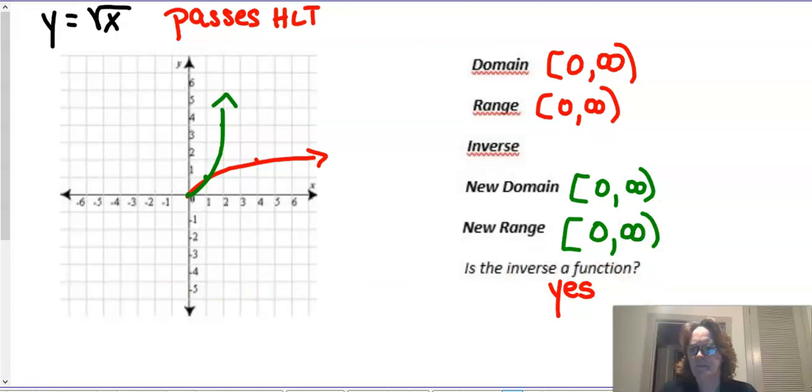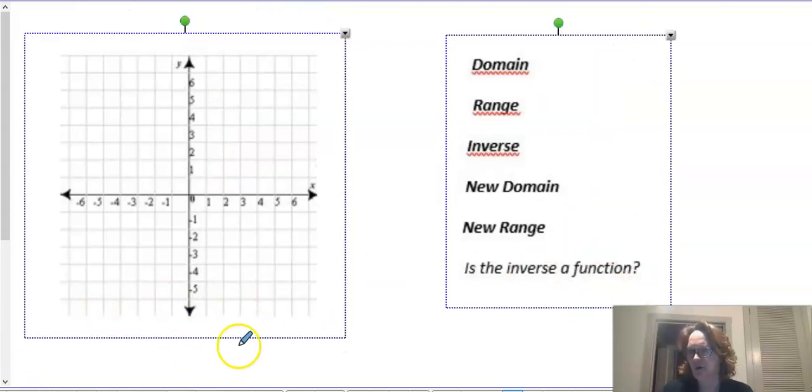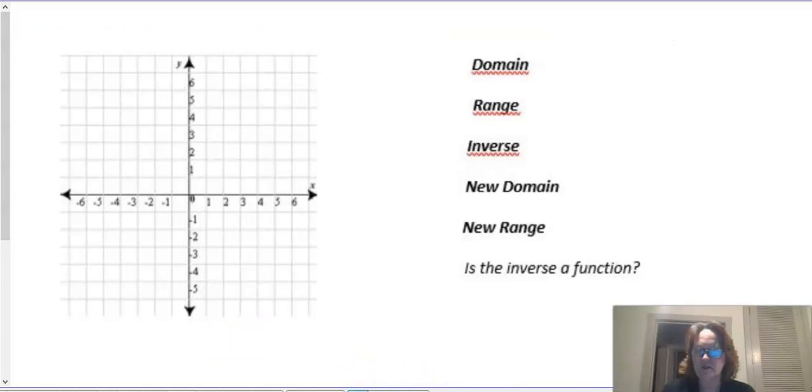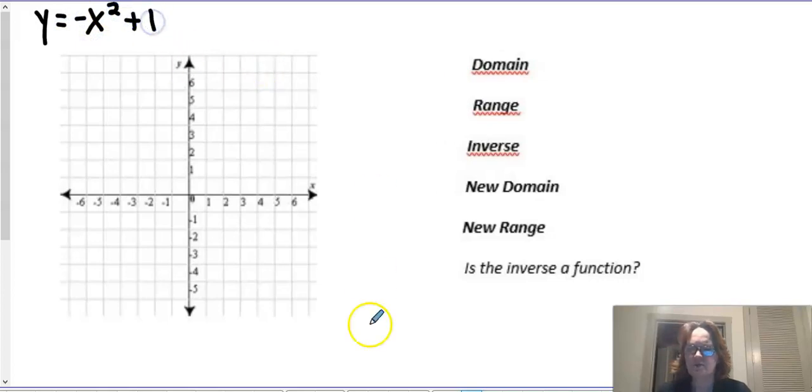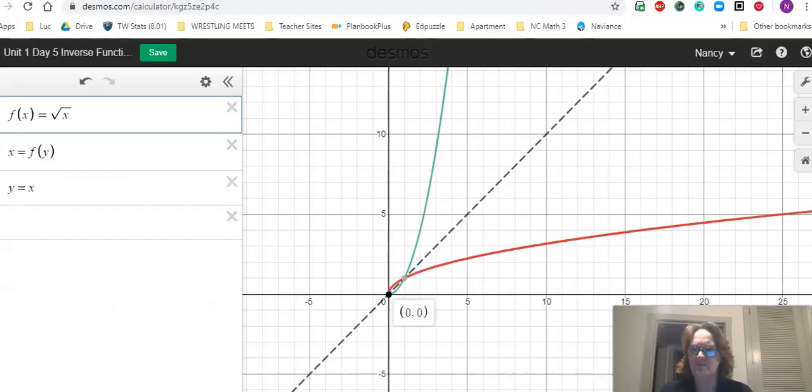Okay, so you have 2 more at the bottom of your page, and I'm going to give you the equations for these, and then I want you to try them. One of them is going to be y equals negative x squared plus 1. So I want you to try going over to Desmos, type in f of x equals, and then x equals f of y. Put that equation in right here and see what they look like. Go ahead and sketch them.